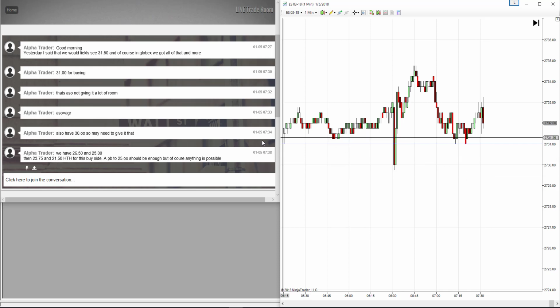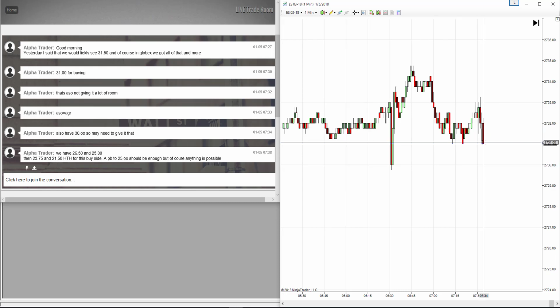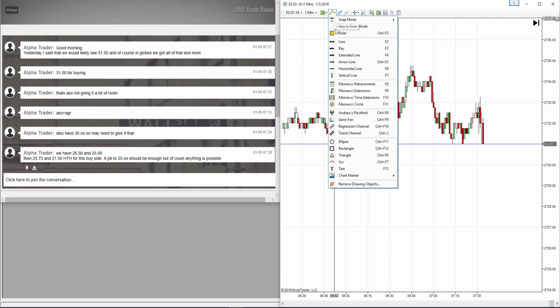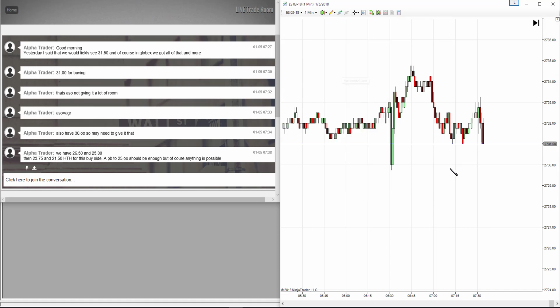Okay, so then the next post at 34, which was this red candle here. So we're definitely filled now by this time. Okay, so now we are long at 31.25. Also have 30, which is the next post at 34. So may need to give it that. So then what I would do is I would take my line drawing tool and I would put a line at 30. So what that means is that, look, it could get down to 30 and so I may need to give it a little bit more breathing room.